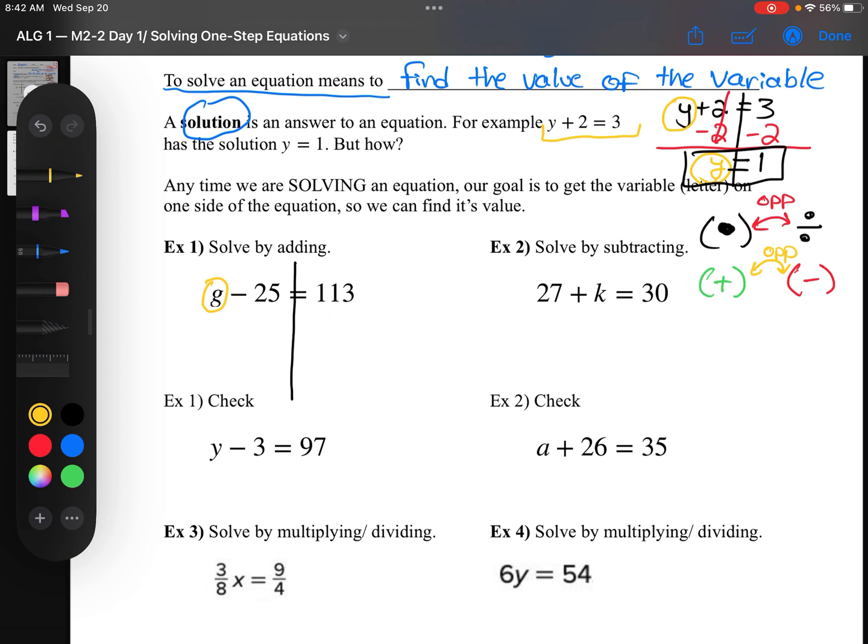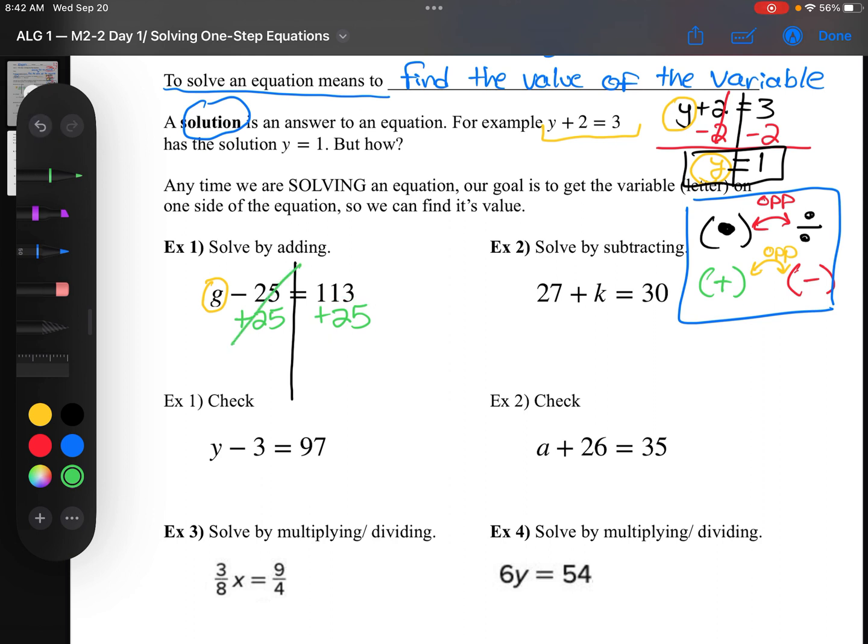So I'm looking here at the problem, and next to the g, I have a minus 25. So this is where I'm going to look over here at my opposite operations. If I have a negative 25, I need to then add 25 to get rid of it. So to cancel out that negative 25, I'm going to add 25 to both sides, because what you do to one side, you must do to the other side, okay?